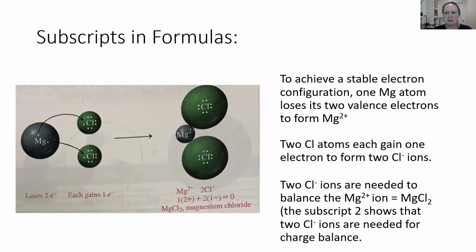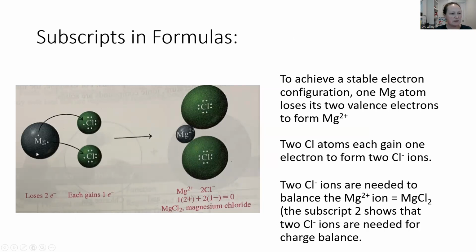Sometimes we do use subscripts though, and that's when there is more than one ion. Again, if it's 1, it's omitted. But if it's 2 or more, then we use a subscript in the formula. So notice down here we have magnesium chloride, which is written as MgCl2.